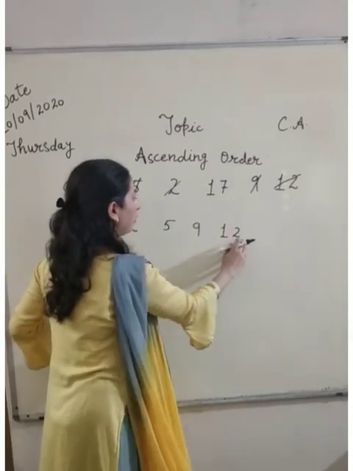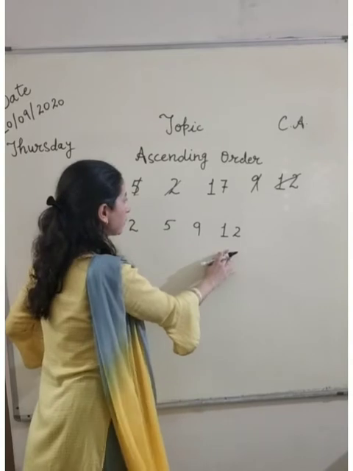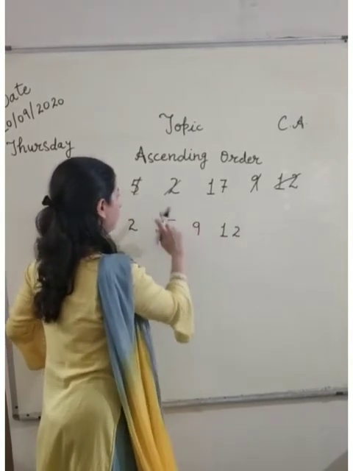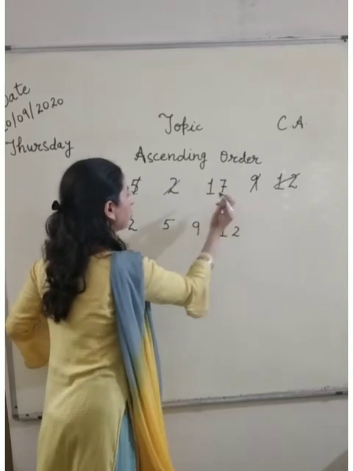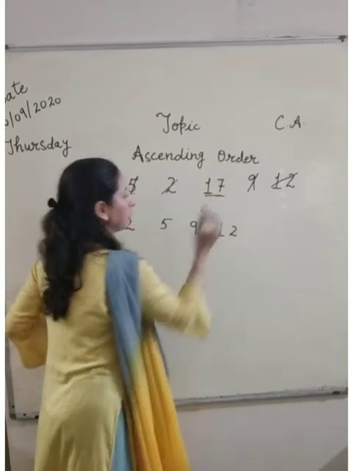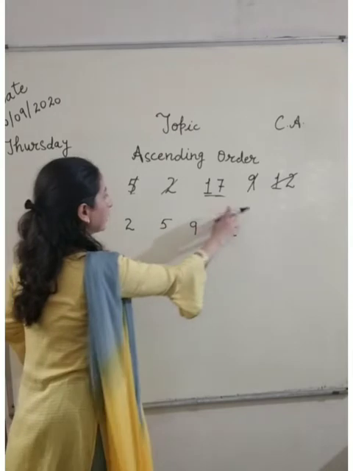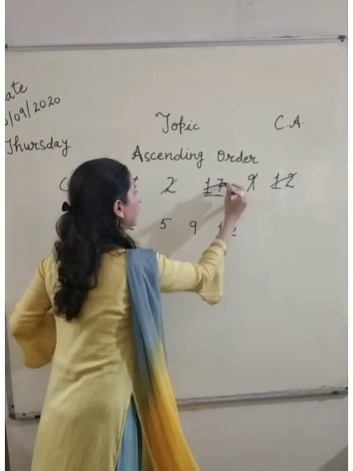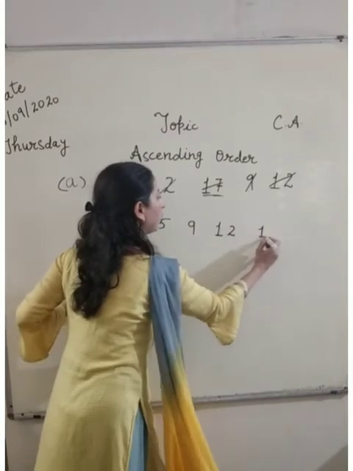And what after 12? 12 ke baad kaun sa number aayega? The number 17. All numbers are cut there. So, this is the greatest number. Now you can see here 17 is the greatest number. So just cut the 17 and write down here.